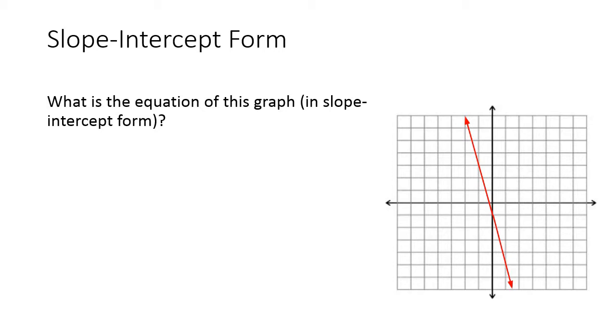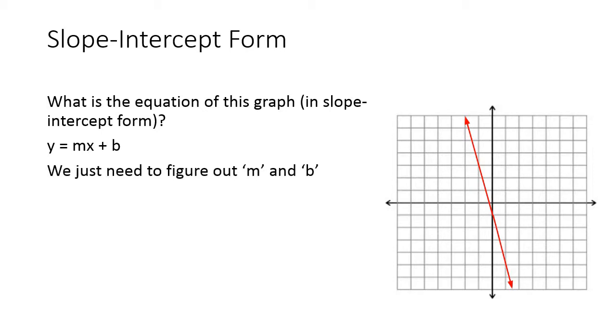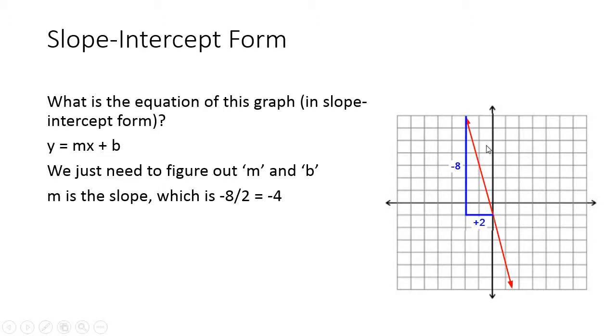What's the equation of this graph in slope-intercept form? So let's write our form there. We just need to figure out m and b again. M is the slope, which is negative 8 over 2, which just equals negative 4. So again, you see I know that point intersects on the line, and this point does. I don't know exactly what that point is. I could have picked this point. That would have been just fine. You would have seen then it would have been negative 4, positive 1. Negative 4 over 1 is just negative 4, so you would have gotten the same thing.